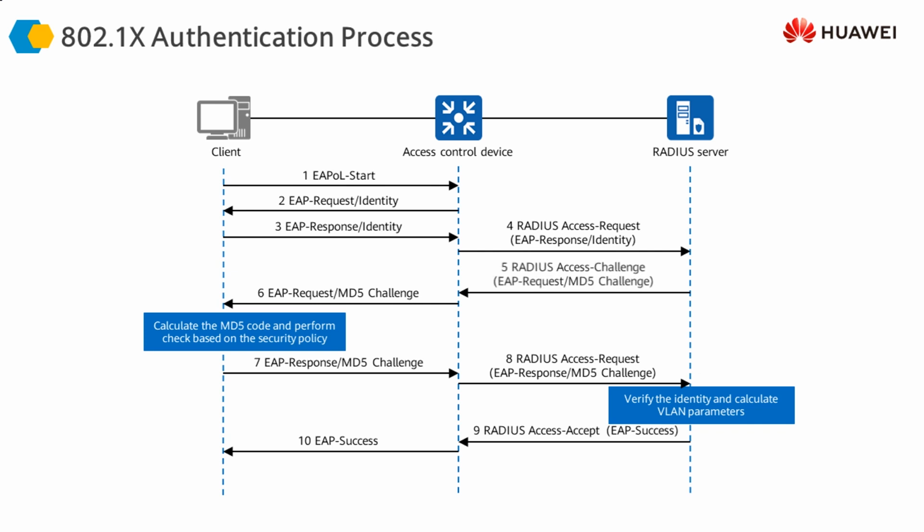The Radius server sends an MD5 challenge, and this challenge is forwarded to the client. The client sends a challenge response, and if this response is acceptable to the server, the authentication is successful, and the authentication success message is sent to the client, and now the client can access the network through this control device. So this is just a brief overview of the entire 802.1x authentication process.